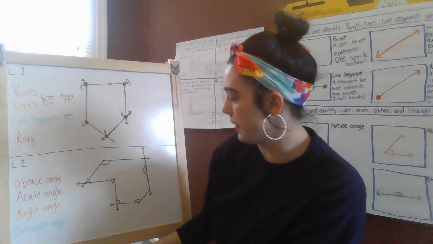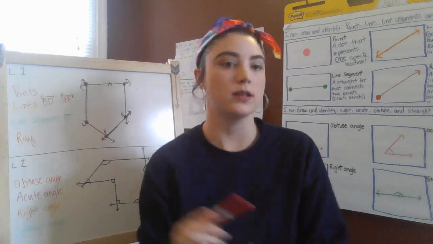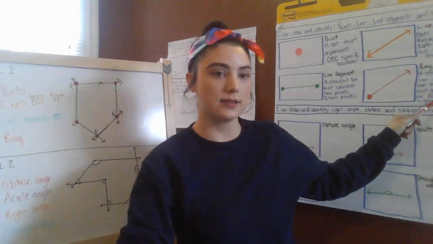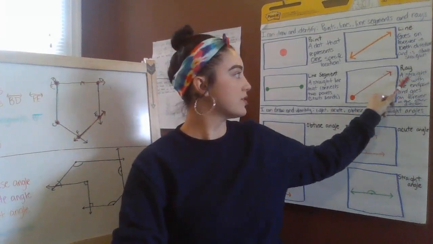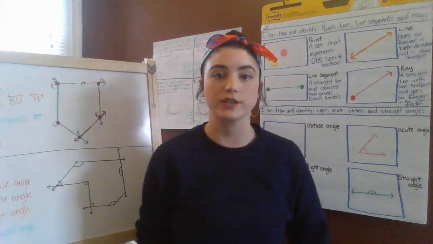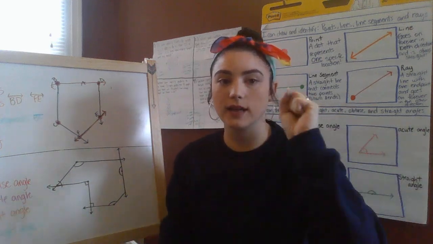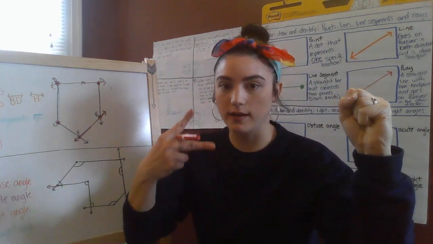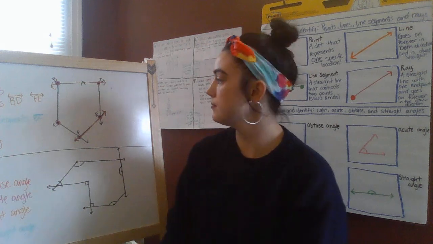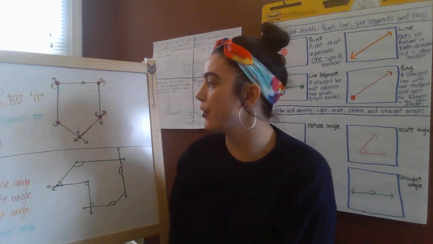Okay? And then lastly, we have rays. So a ray, I'm gonna get my red, is a straight line with one endpoint and goes on forever in the other direction. So over here, what we want to notice is we want to see a line that has a dot at one side and an arrow at the other. How many rays can you identify on this diagram?